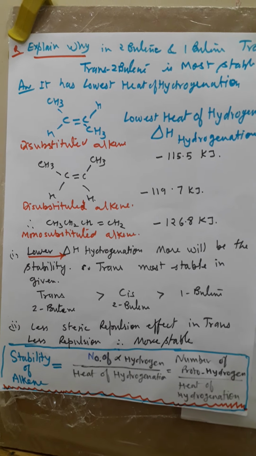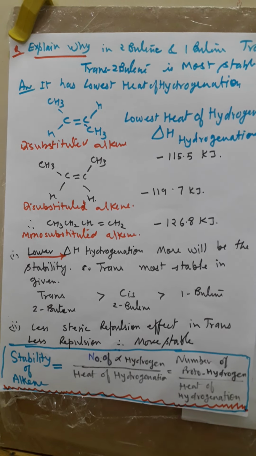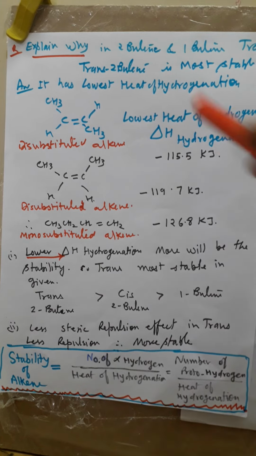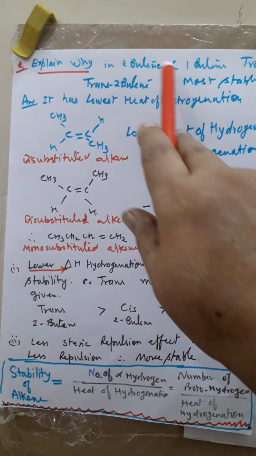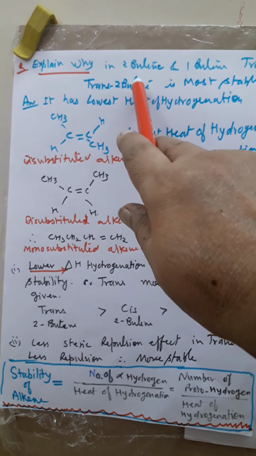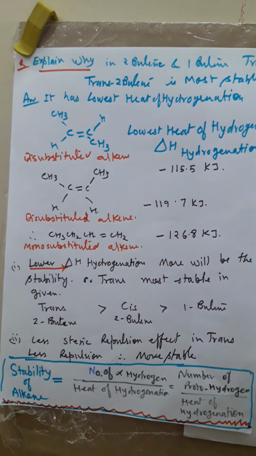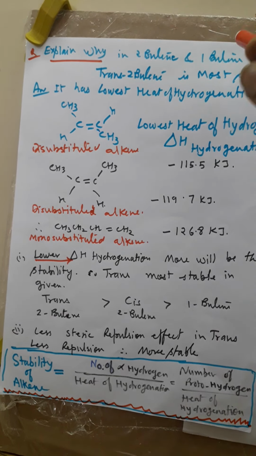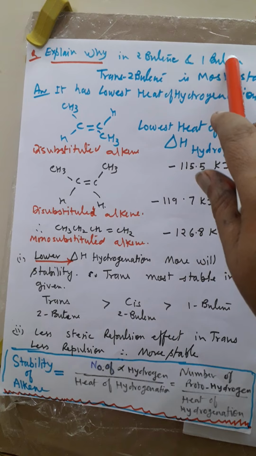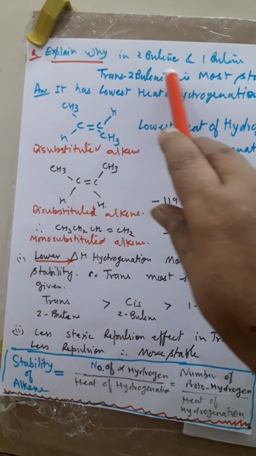Hello student, today we do reasoning questions of alkenes. Question 1 is: explain why in 2-butene, 1-butene is less stable as compared to trans-2-butene. What does it mean? Trans-2-butene is more stable than cis-2-butene, and cis-2-butene and 1-butene are less stable as compared to trans-2-butene.